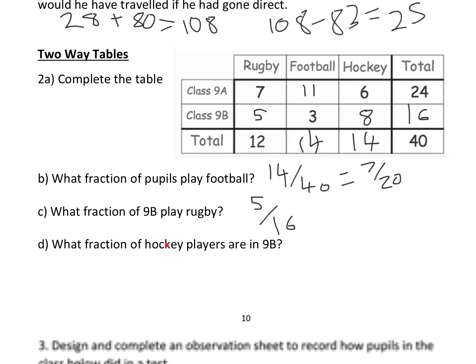What fraction of the hockey players are in 9B? Here we're just looking at hockey players, so just these 14 people. So out of the 14 people who play hockey, how many are in 9B? The answer is 8. And that simplifies to 4/7.